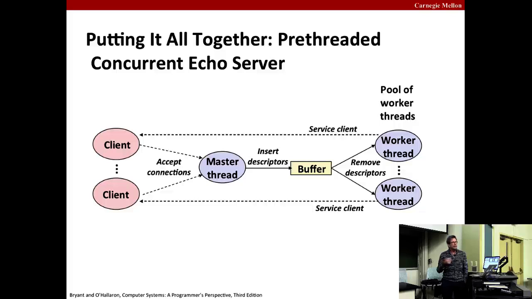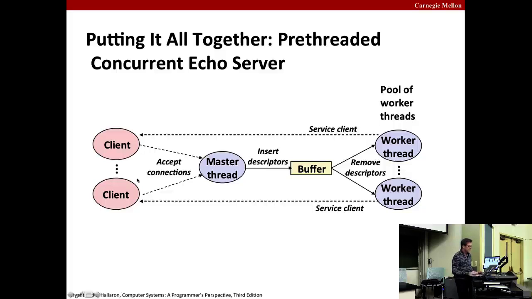Because creating and killing threads introduces overhead. So another way to do this is to create the threads or processes ahead of time, a pool of worker threads, where each of these worker threads can interact with a client. So instead of creating processes and threads on demand, we create what we call a set of pre-threaded threads or pre-forked processes that do the work.